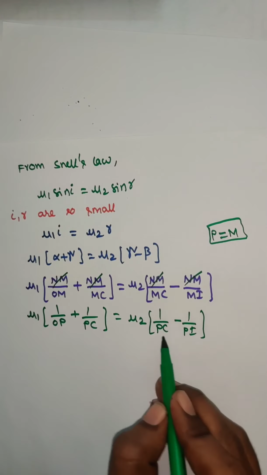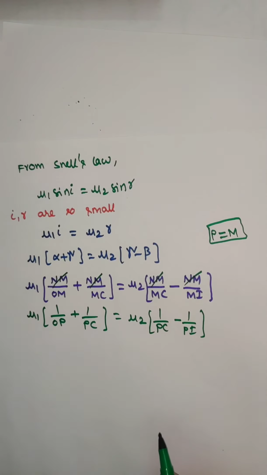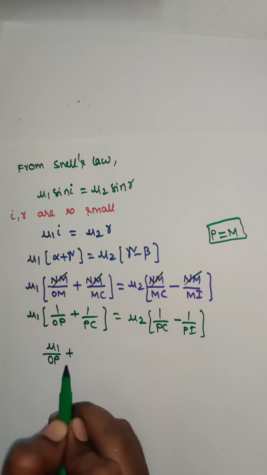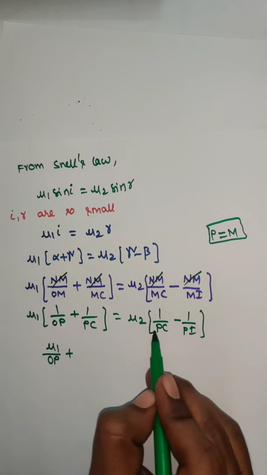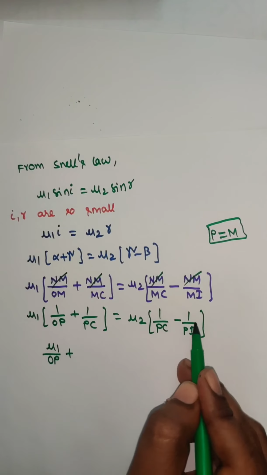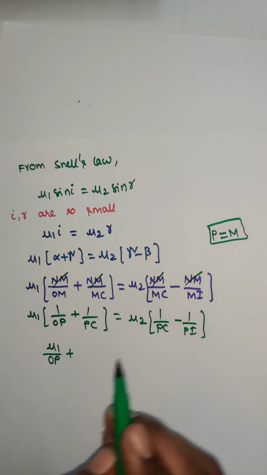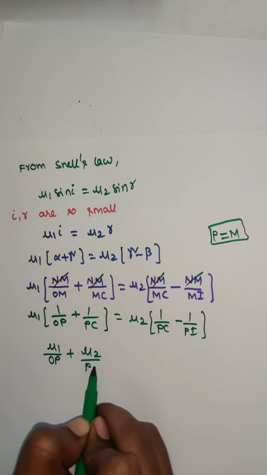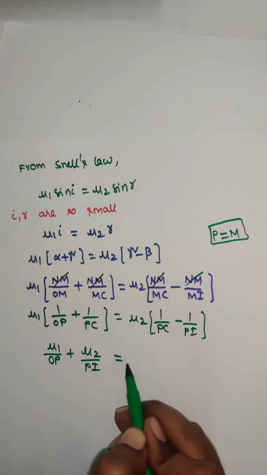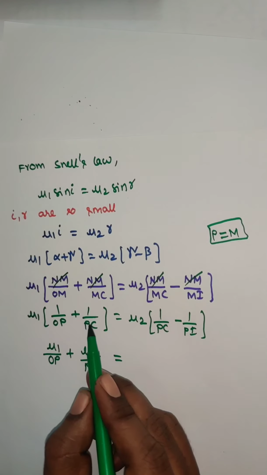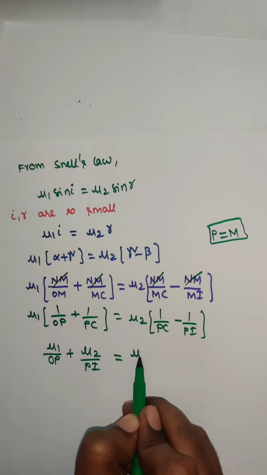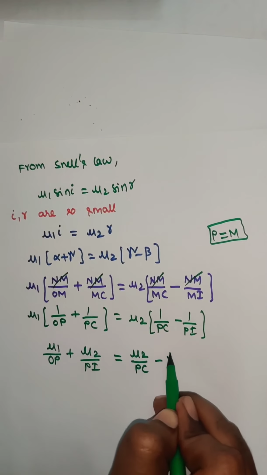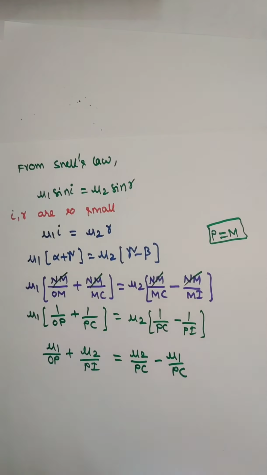Whatever the PC and PI, here directly I am writing mu1 by OP plus mu2 by PI, bringing this side, is equal to mu2 by PC, I am bringing this PC this side, minus mu1 divided by PC.